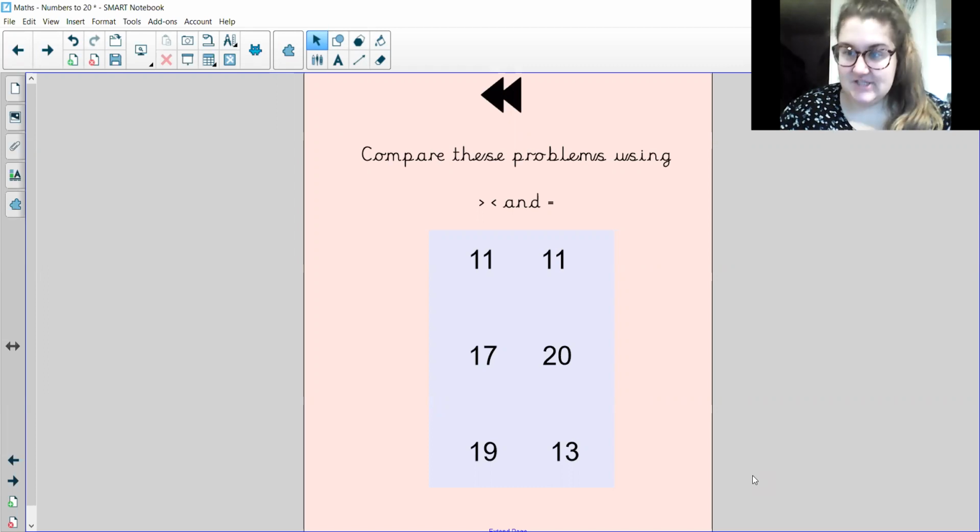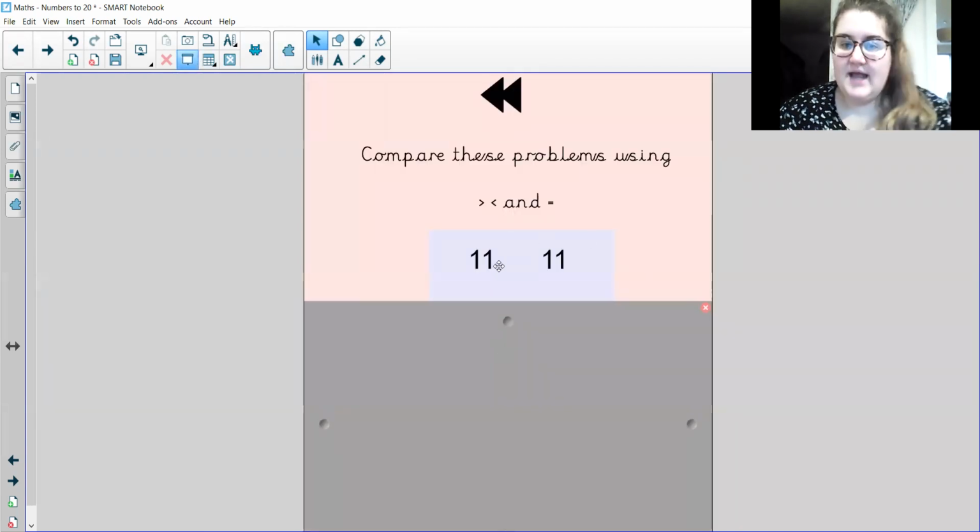So let's get started with a little rewind, okay? What we're going to do is compare these problems using greater than, less than, and equal to. So let's have a look at this one. Okay, let me put a screen shade on so we don't get confused. Let's look at this one, 11 and 11. Can you compare those two numbers for me? Pause the video now. Okay, and if you're in school, you can show your teacher.